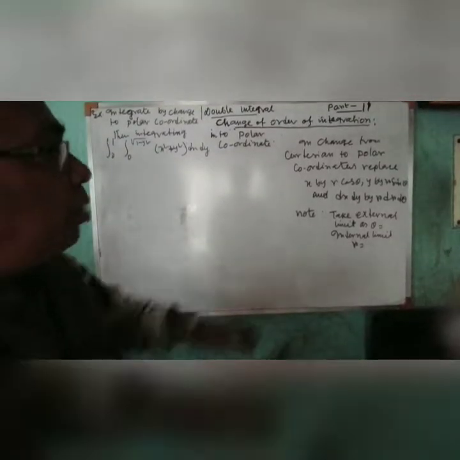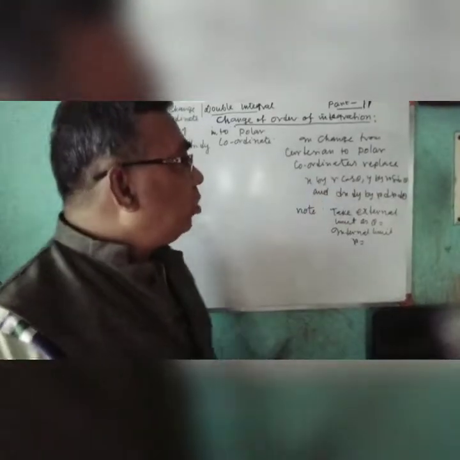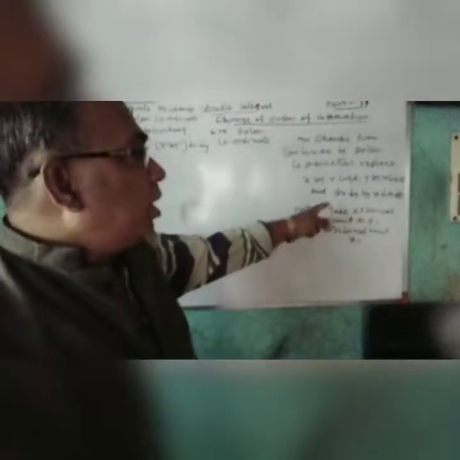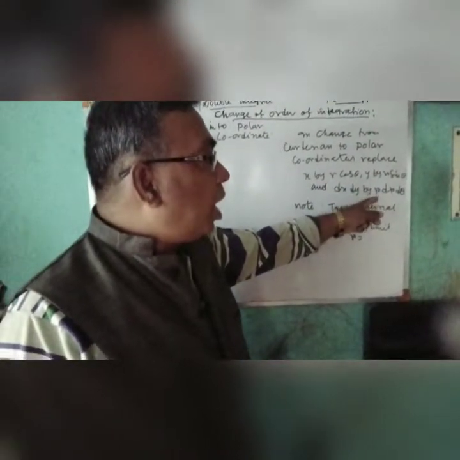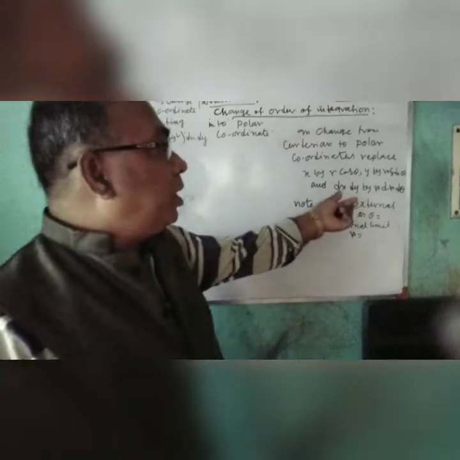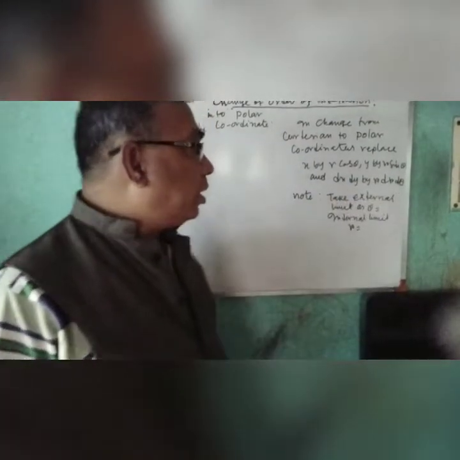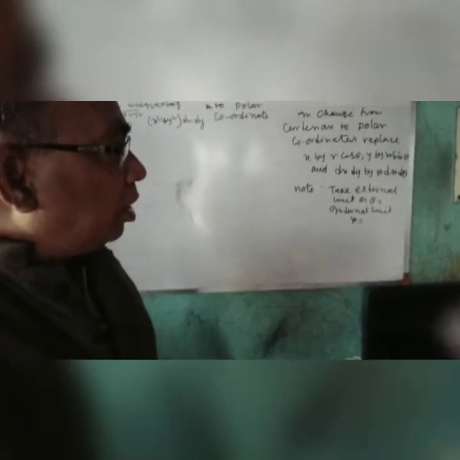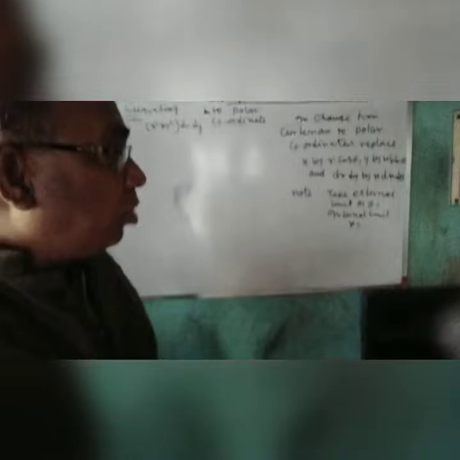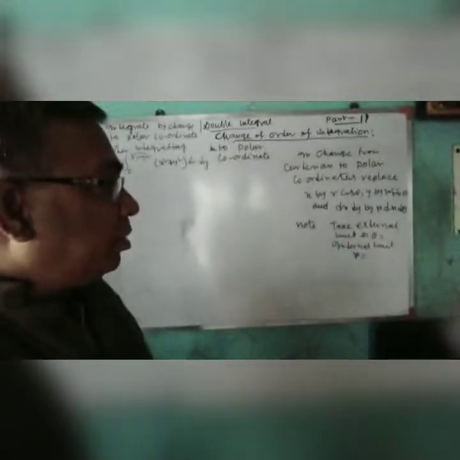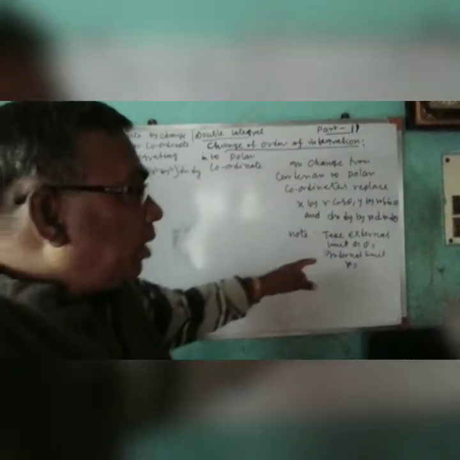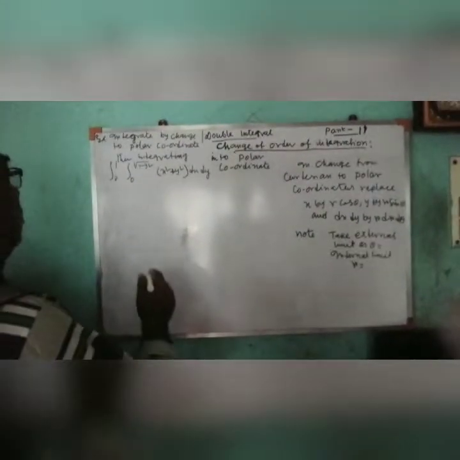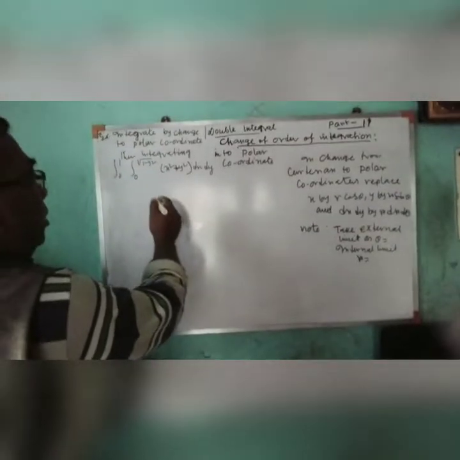So in changing from Cartesian to polar coordinate, we replace x by r cos theta and y by r sin theta, and dx dy by r dr d theta. In place of dx dy, we have to write r dr d theta. After changing into polar coordinate, the external limit you always take as theta equal to some value, and the internal limit always r equal to. So how to change the limit? Now draw a rough sketch from the given limits.